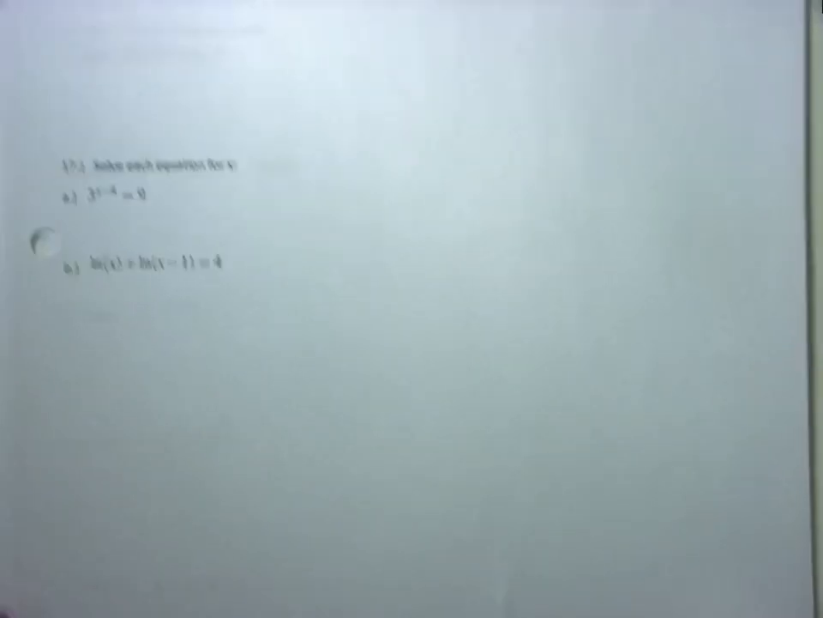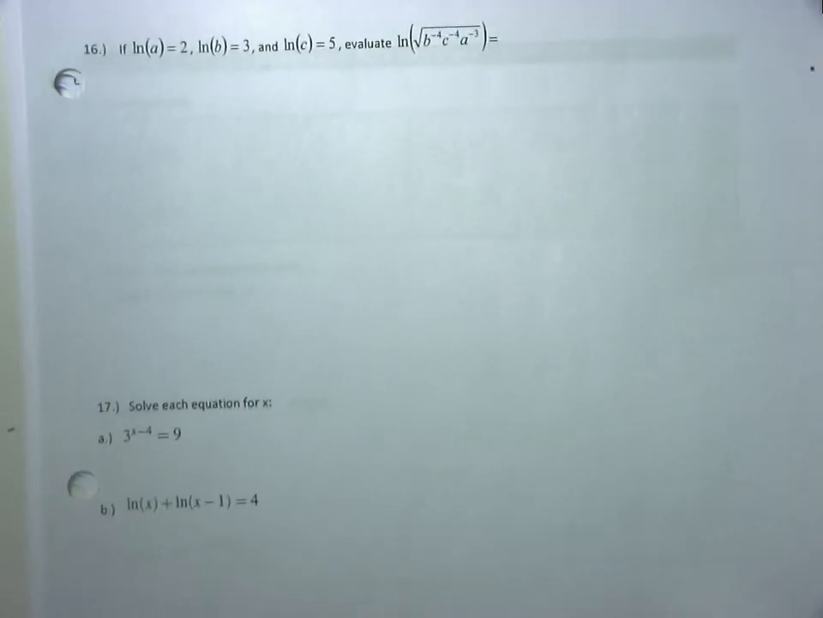More problems here. Here's a WebWork problem that a lot of people just despise because they don't know what to do on this thing. So let me show you the WebWork hint on this one. If, and they're giving you this, the natural log of A is equal to 2, the natural log of B equals 3, and the natural log of C is equal to 5. Your job is to evaluate the natural log of the square root of b to the negative 4, c to the negative 4, a to the negative 3. You're supposed to crunch that sucker out.